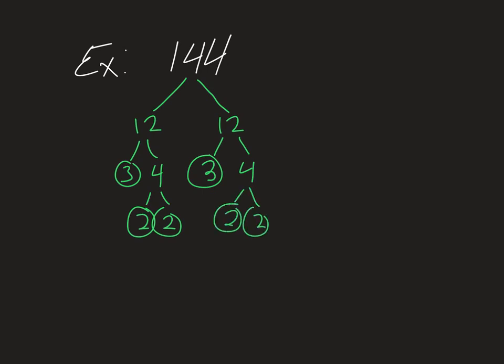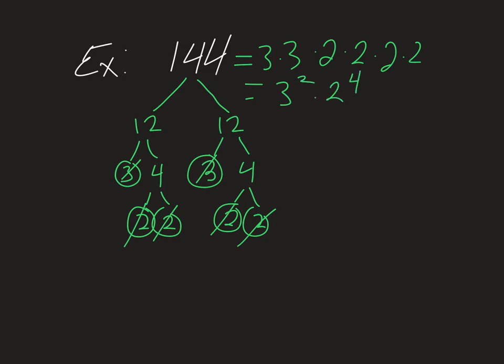So a way that we can write this is to say that 144 is 3 times 3, there's my two 3's, times 2 times 2, there's two 2's, times 2 times 2. Or we can use powers: 3 squared times 2 to the 4th.